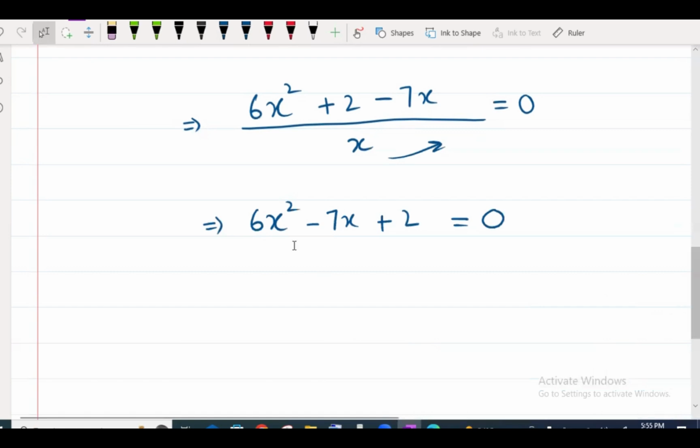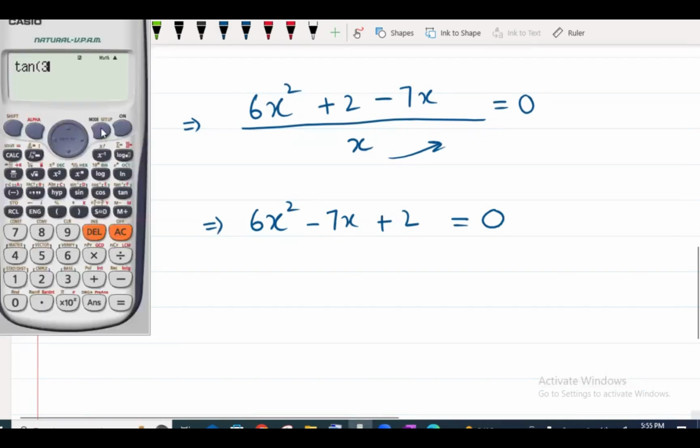Then you will find x for 6x square minus 7x plus 2. You can use the quadratic formula, or you can use a calculator to solve this. Okay. Because calculator is allowed in A level. So the coefficient of x square is 6, then minus 7, and plus 2.